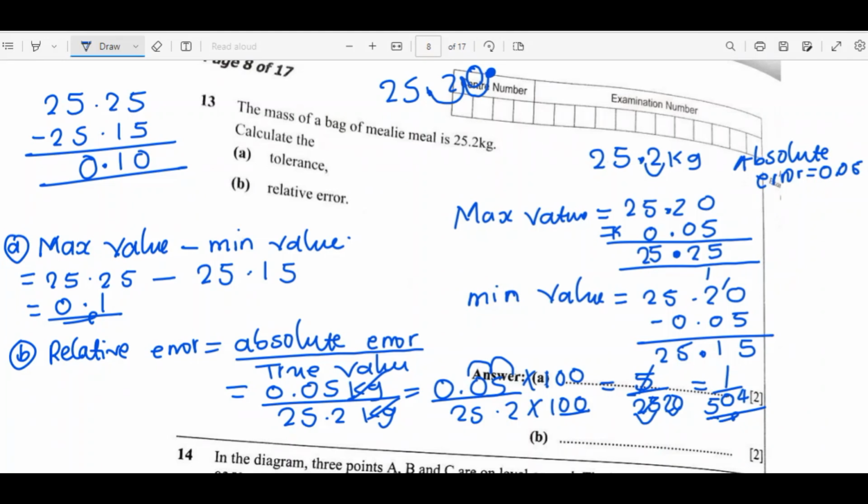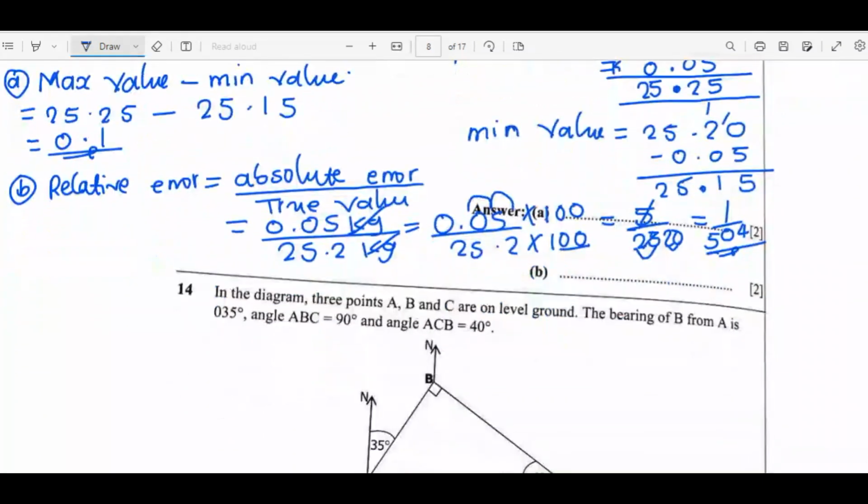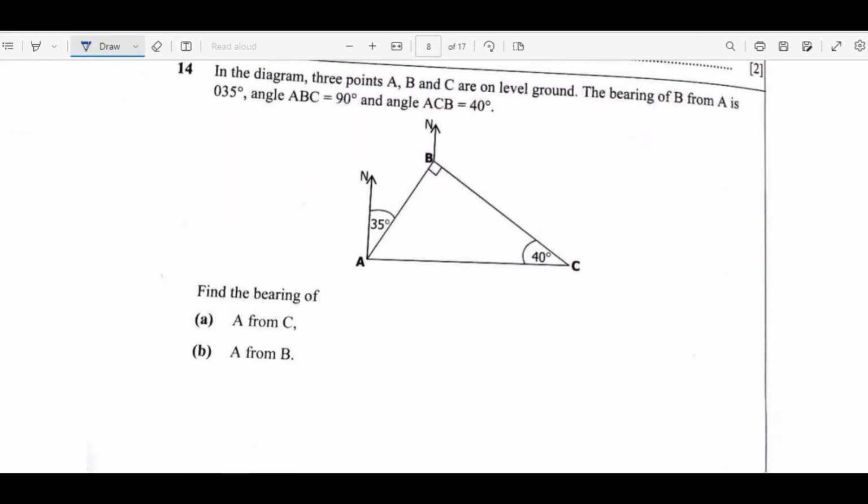So our final answer as a fraction is 1 over 504. We move on to question 14.